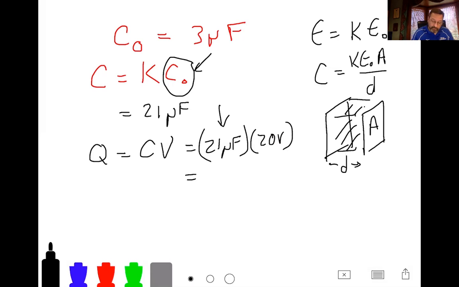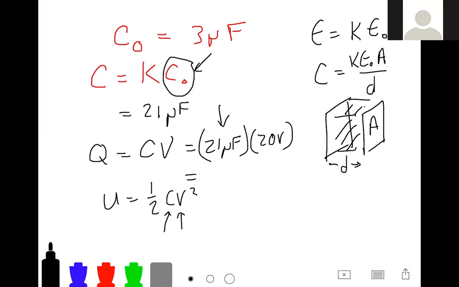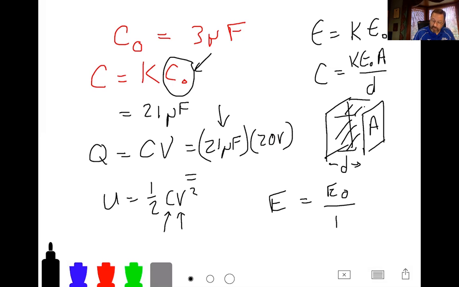I think that's true. So if you're looking at the next one where U is equal to 1/2 CV squared, the voltage stays 20 volts, the capacitance went up by a factor of 7, right? Okay. Absolutely. And then for finding electric field, now the electric field actually is going to go down, right? Okay, and so whatever you had for the electric field without a dielectric, you divide by the dielectric constant.